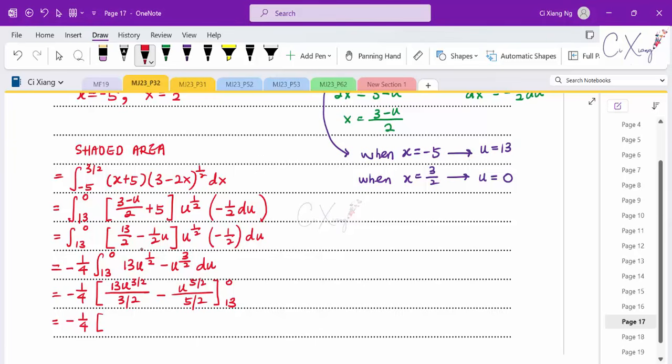So 13 divided by 3 over 2. What do you have? 13 times 2 gives 26, so you have 26 over 3 with u power 3 over 2. Then for this particular term, you have 2 over 5 and then u power 5 over 2.